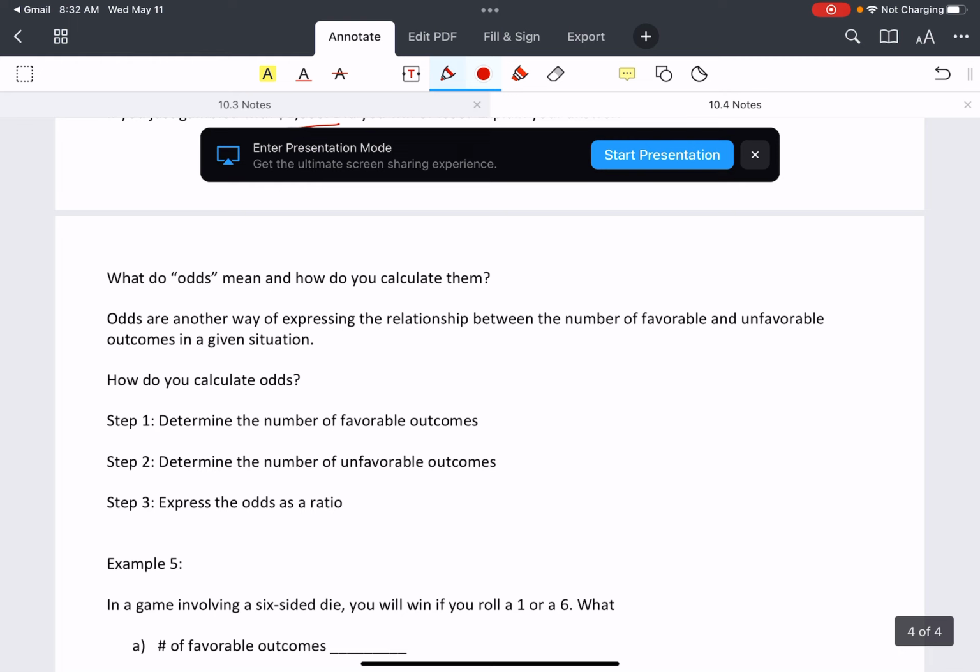Here's how you calculate odds, okay? Step 1, determine the number of favorable outcomes. That's like our wins. Step 2, determine the number of unfavorable outcomes, like our losses. Loses, losses. I always forget which one has 2 O's. And then step 3, you express the odds as a ratio. Again, odds are better in most sports because each team does not have the same likelihood of winning, right?